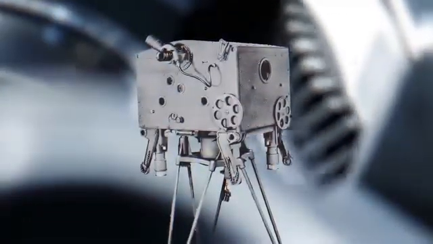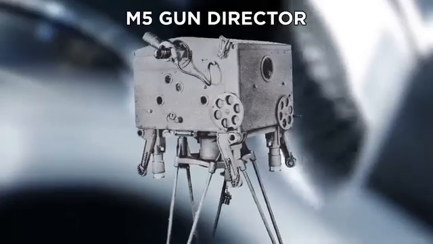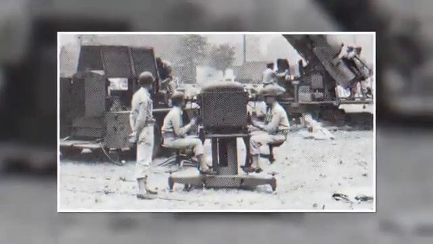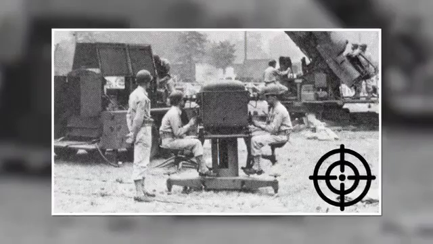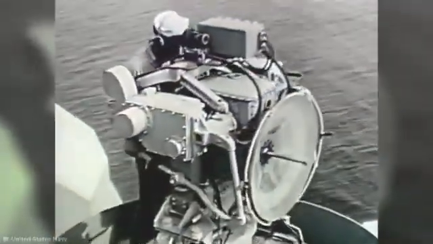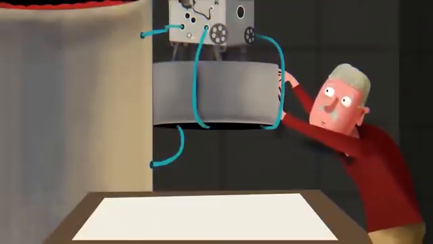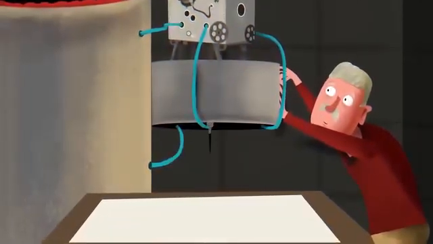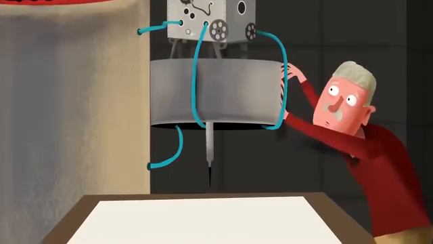The crew decided to use an M5 gun director. This is a mechanical computer used for aiming weapons at moving targets. These things can move non-stop and match the swing of a pendulum. So, the crew set up a platform, laid everything out, and suspended a pendulum from the ceiling.